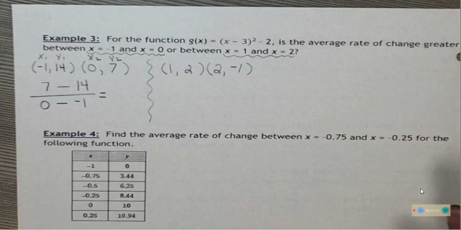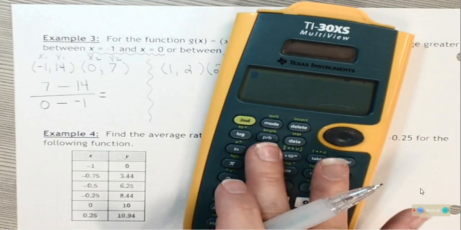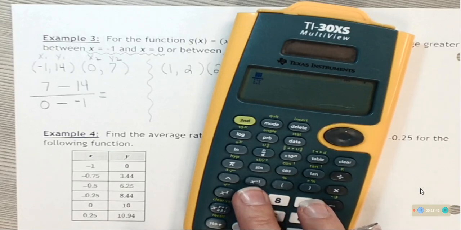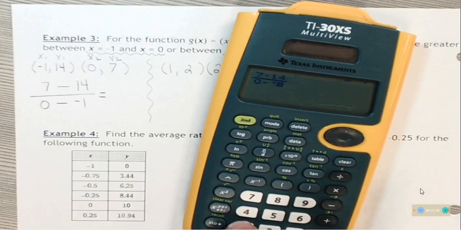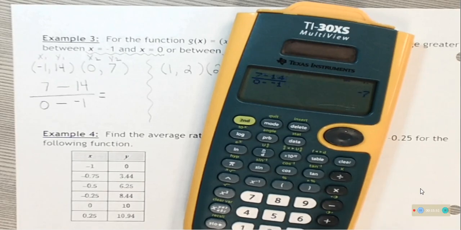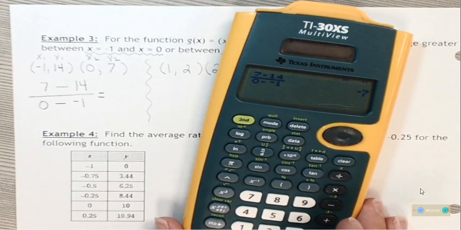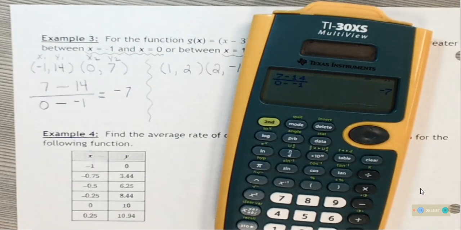What's the fastest, easiest way to get that answer? Calculator. Hit your n over d button first, make it a fraction. 7 minus 14 over 0 minus -1. Now, I'm going to hit enter. I want you to double check and make sure I'm right. I got -7. You need to type it in to make sure I'm right and to make sure you know how to type it in.